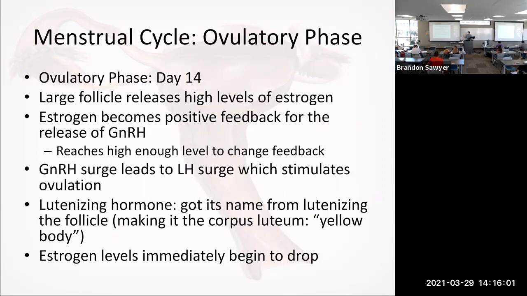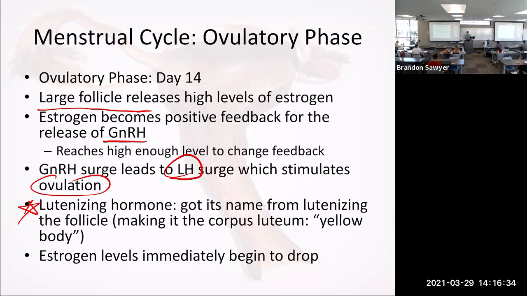Day 14, right in the middle here, this is ovulation. The follicle is as big as it's going to be here, very large. So lots and lots of estrogen release. This is when that estrogen flips over to positive feedback because there's so much of it. This leads to a surge of that hypothalamic hormone, which leads to a surge of LH, right? And then that stimulates ovulation. Again, that luteinizing hormone, as I've mentioned a few times. But then immediately estrogen levels start to plummet after this.